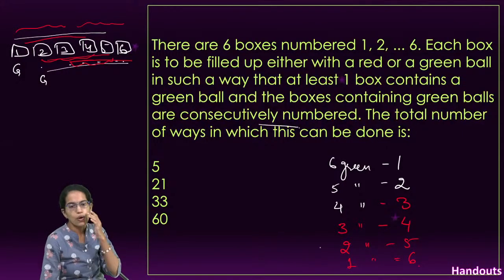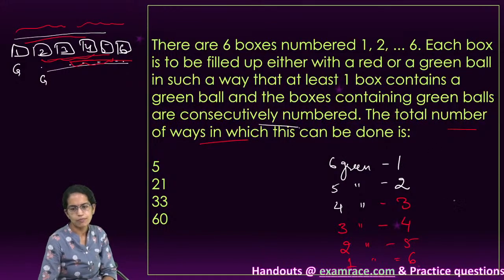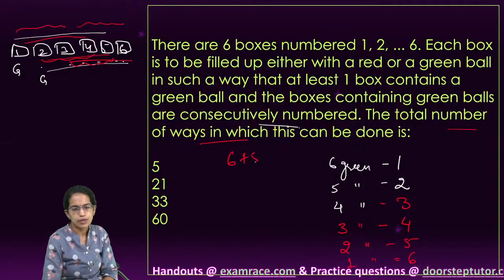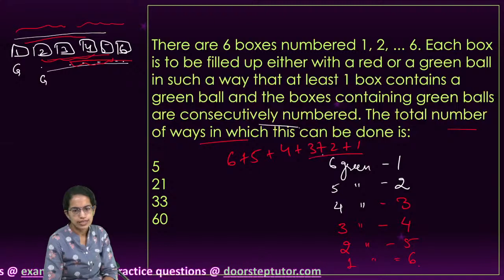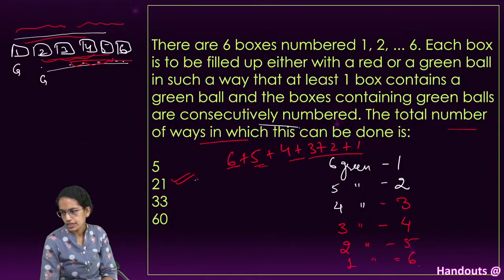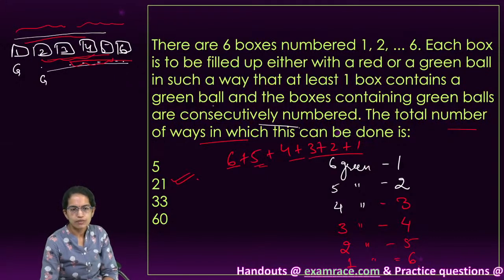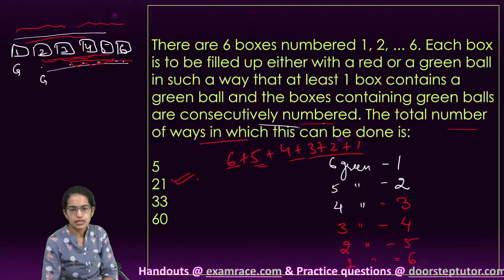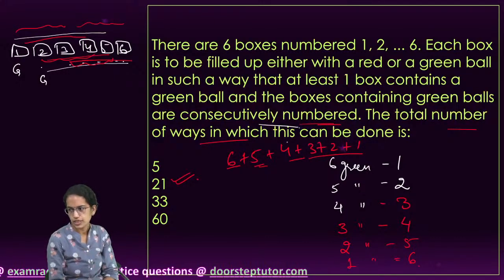The question says what is the total number of ways in which it can be done? So very simple, I simply add 6 plus 5 plus 4 plus 3 plus 2 plus 1. So that's 6 and 5 is 11, 11 and 4 is 15, 15 and 3 is 18, plus 2 is 20, plus 1 is 21. So 21 ways are there where you can have green balls which are consecutively numbered. That is how we solve a question like this.